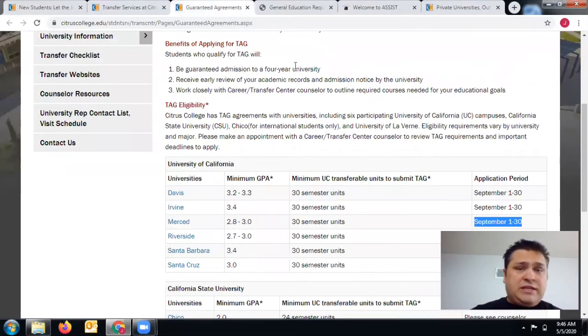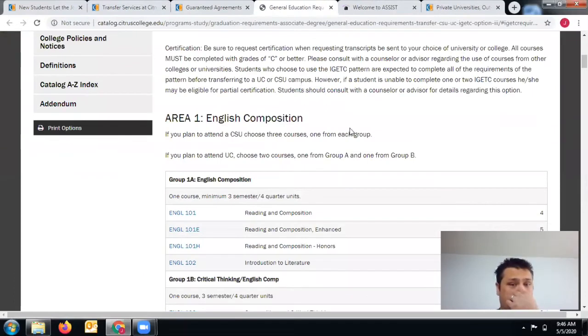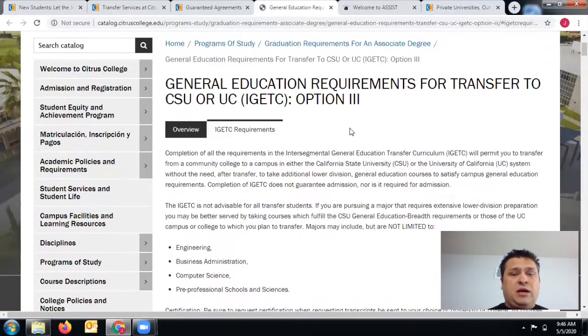Okay. The next thing I want to talk about is the IGETC, which is a very fancy word for another articulation agreement. Articulation means transferring from one school to another. The IGETC is for students who may not know where they want to go. They're thinking, I want to go to a UC or Cal State campus, but I'm not sure exactly where I want to go, nor do I think I want to do a transfer admission guarantee, I want to keep my options open. The IGETC is going to take a look at your general ed curriculum. Okay, this is the general education requirements for transferring.